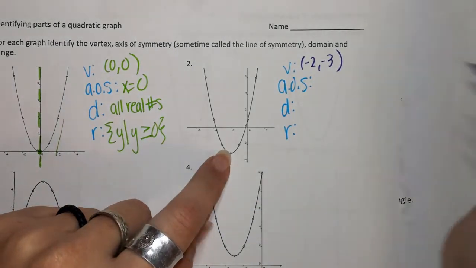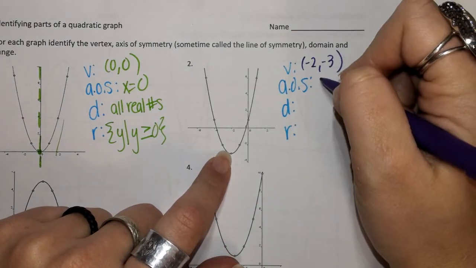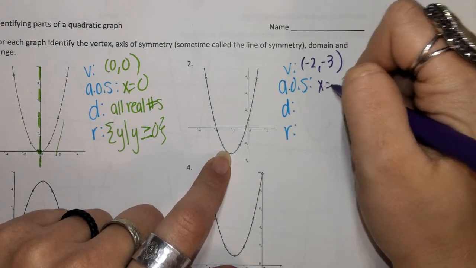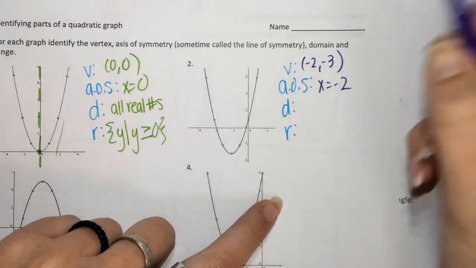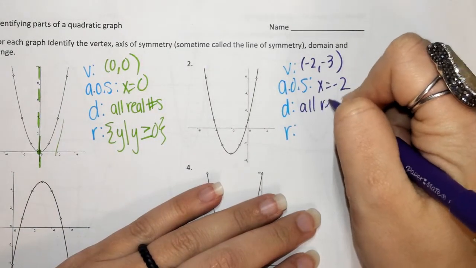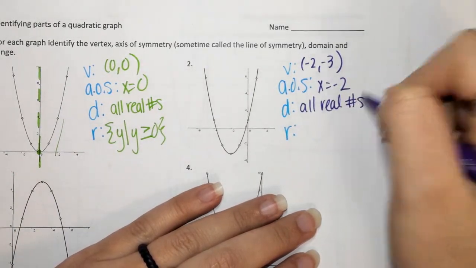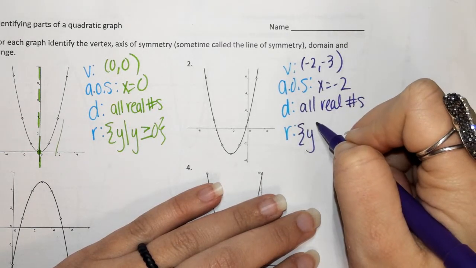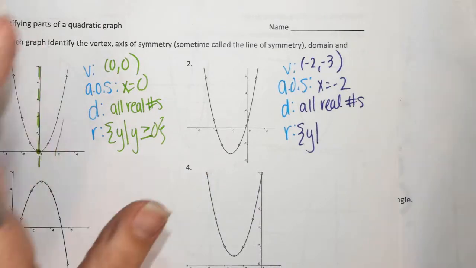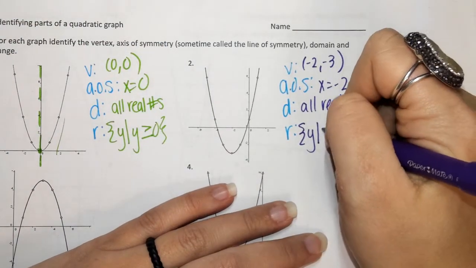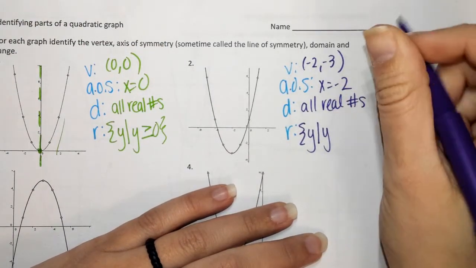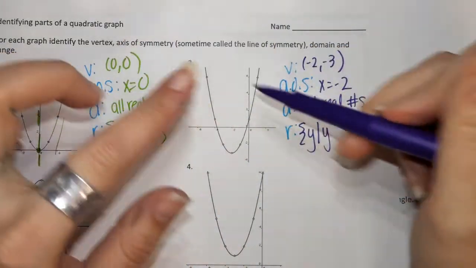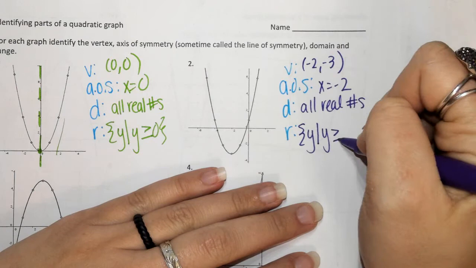All right, Troy. What's our axis of symmetry? No, it matches the x value. x equals negative 2. Okay. What's your domain? All real numbers. And your range? y is less than... Is this graph going up or is it going down? Greater than. Greater than or equal to.